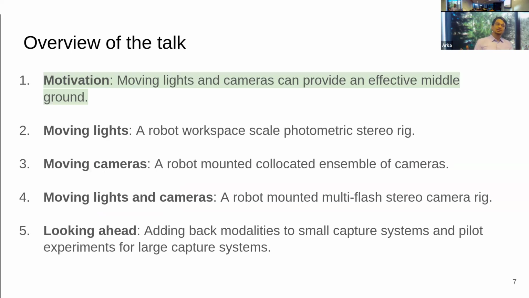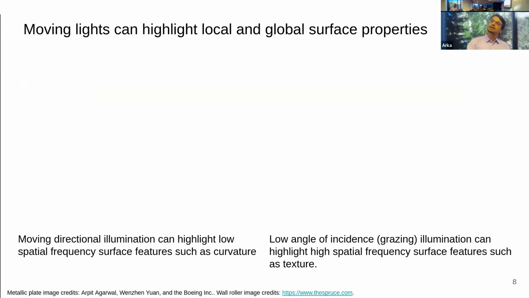This is a brief overview of the talk. By now, hopefully you are motivated to learn more about what can be gained by moving lights and cameras. We'll next move on to a project where we describe the effects of moving lights in the form of a robot workspace scale photometric stereo rig. By the way, it's okay if the talk is interactive. Please feel free to stop me and ask questions, and we can have an interactive version.